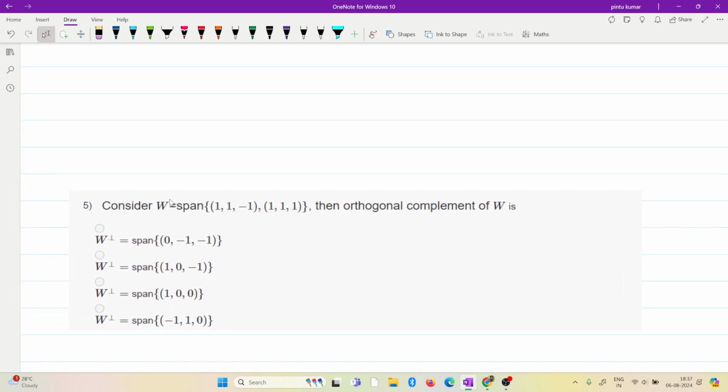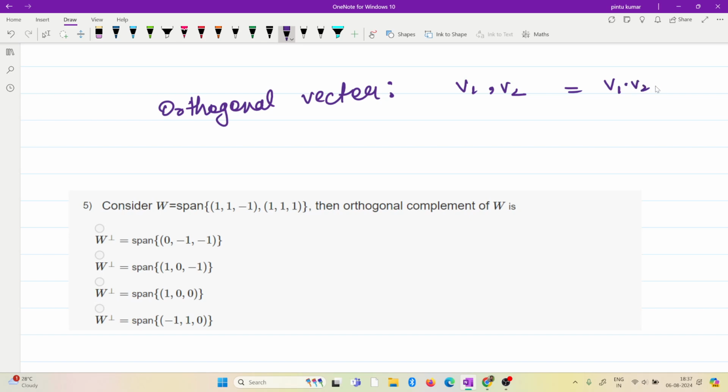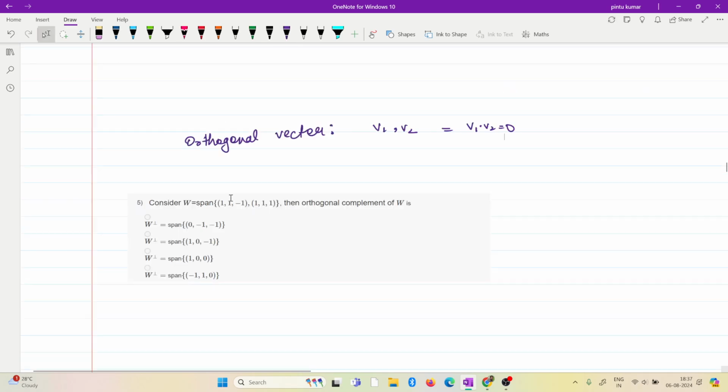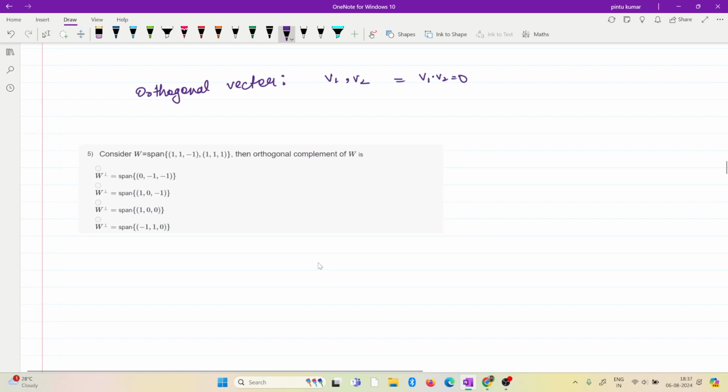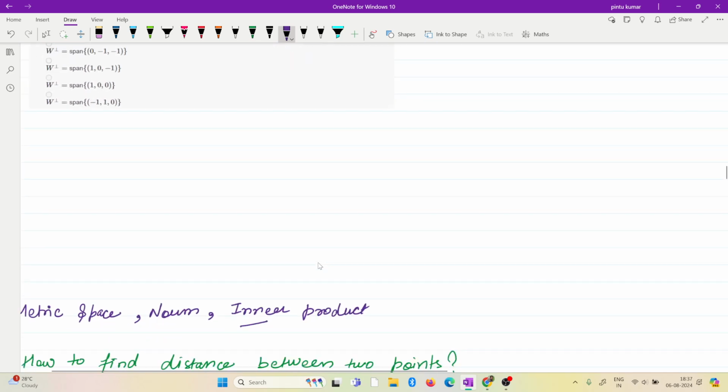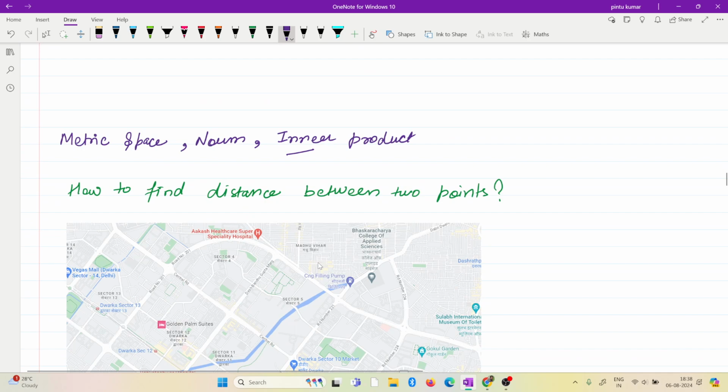Okay. So last time we saw what we mean by orthogonal vectors. Two vectors v1 and v2 are orthogonal if their dot product is 0. Probably I'll do this question towards the end when we have covered the inner product space. Then I can explain this more freely. I'll cover this towards the end.